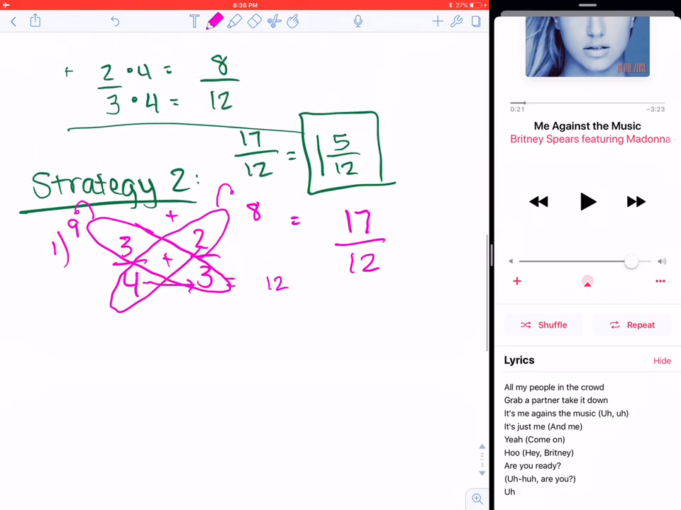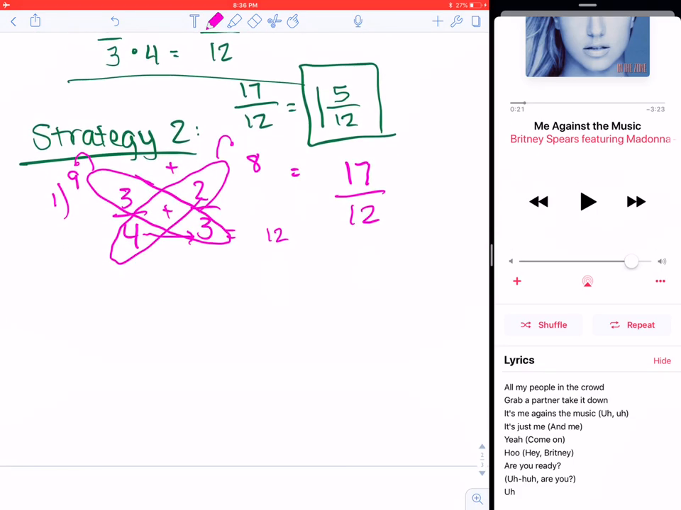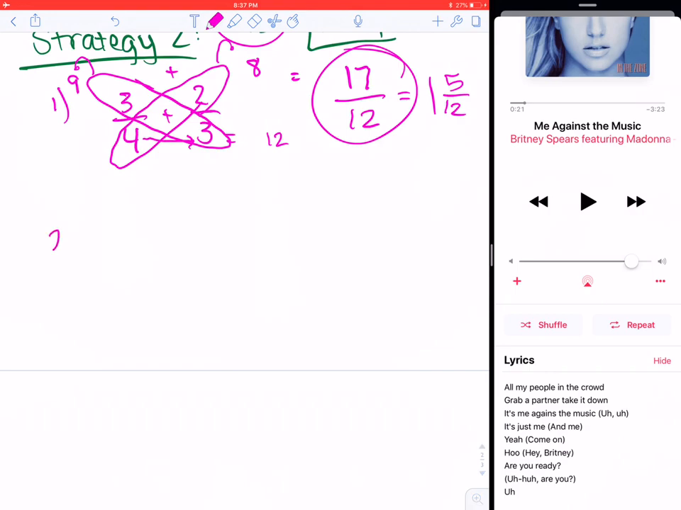Hey, wait. It got me the same thing. 17 over 12, 17 over 12. So if I convert this into a mixed number, I should get 1 5/12. Let's look at it again, but with subtraction.